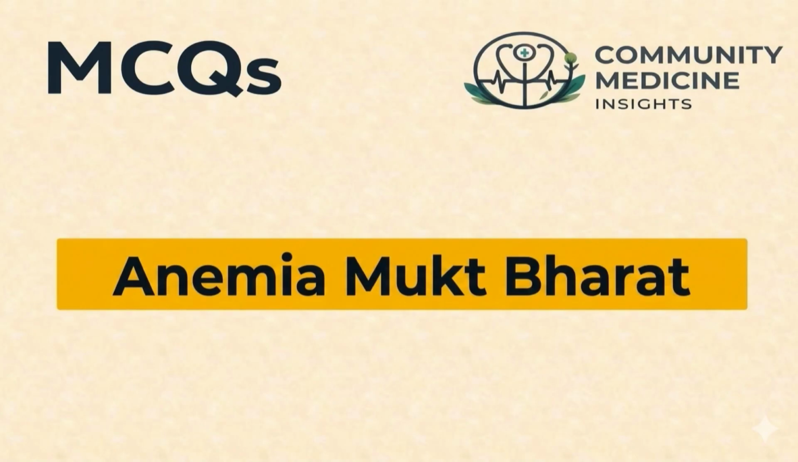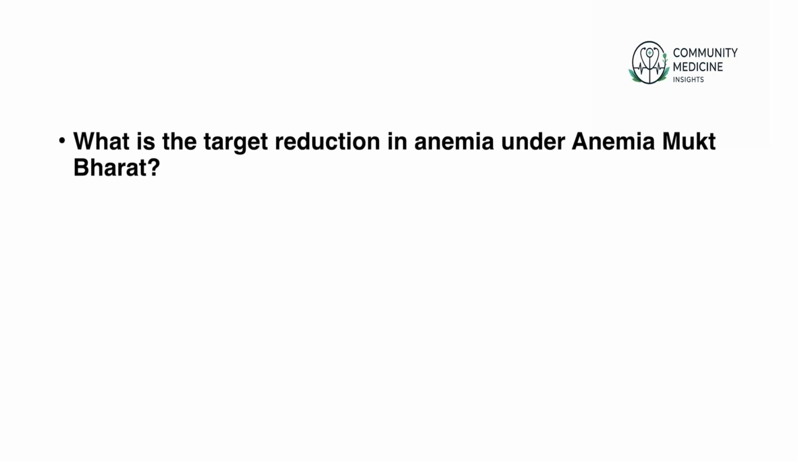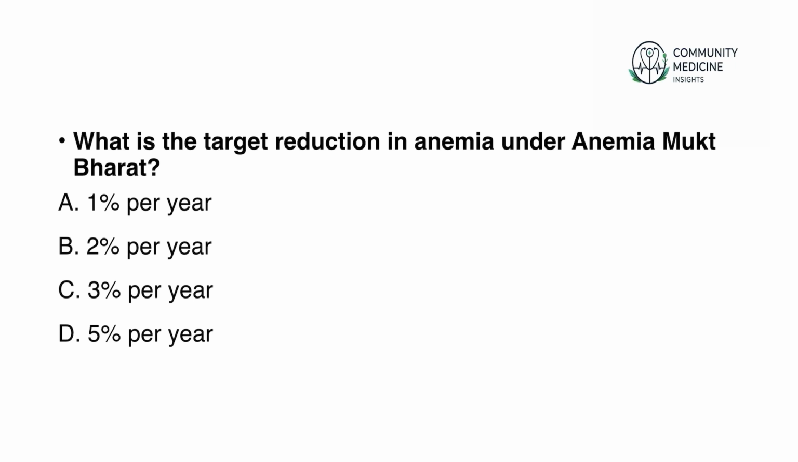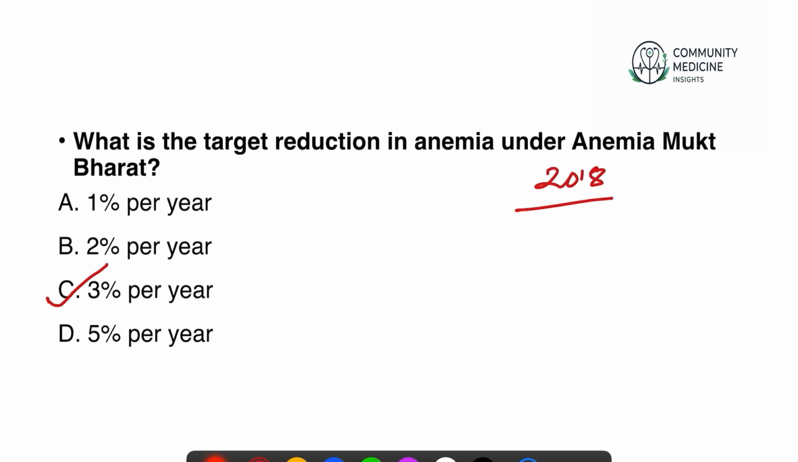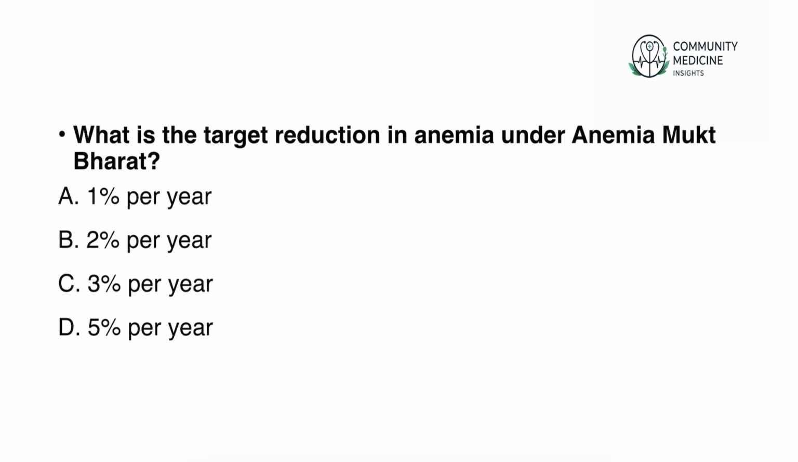Today we will discuss questions which are related to Anemia Mukt Bharat program. So first question is, what is the target reduction in anemia under Anemia Mukt Bharat program? And the different options we have 1%, 2%, 3% or 5%. So here the correct answer is 3% per year. So this program was launched in the year 2018 with an aim to reduce the prevalence of anemia by 3 percentage point per year among the children, adolescent and women of reproductive age group.